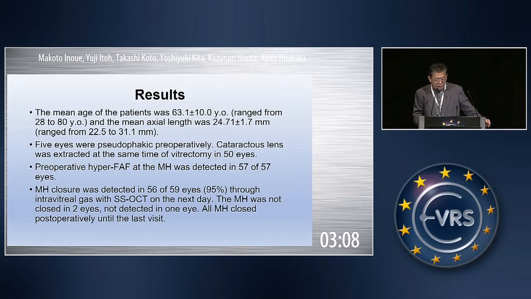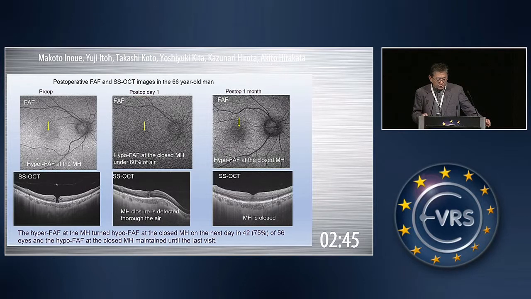As a result, the mean age was 63 years, and there was some inclusion of high myopic eyes. Macular hole closure was detected in 56 of the 59 eyes, or 90%, through the intraocular gas with SS-OCT, and this study concluded with those 56 eyes. These are representative cases where we can see hyper FAF at the macular holes, which disappears on day one, and this is confirmed by the SS-OCT. This disappearance of the hyper FAF is maintained until the last visit.